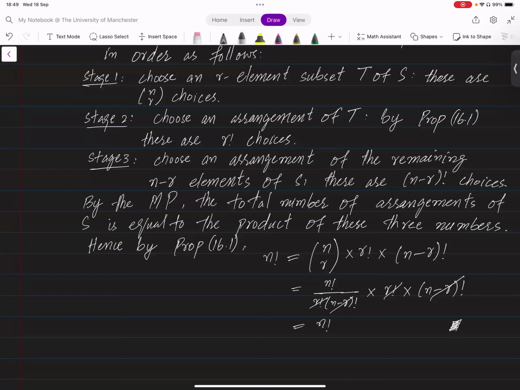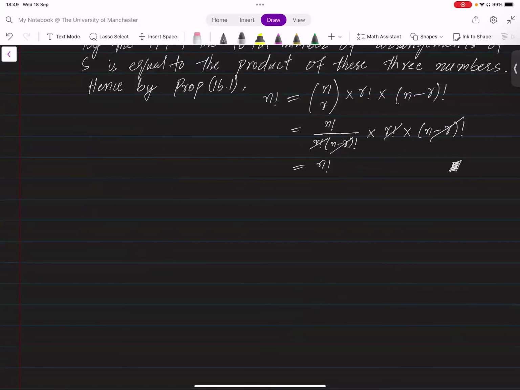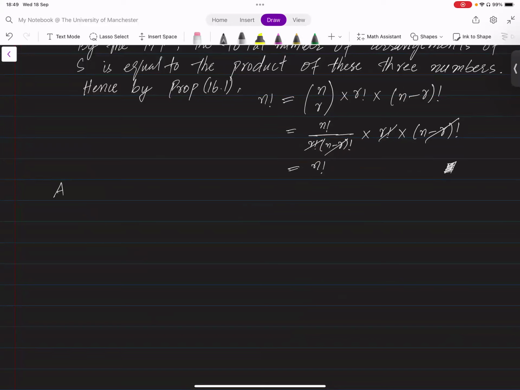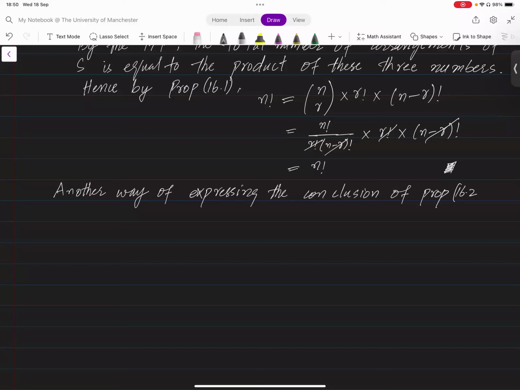Another way of expressing the conclusion of proposition 16.2 is that we can write n choose r as n times n minus 1 up to n minus r plus 1, divided by r times r minus 1 up to 2 times 1.